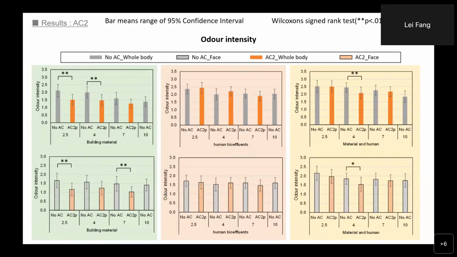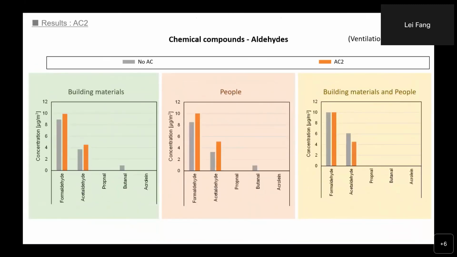This is also the odor intensity assessment, and it shows the same for the building material as a pollution source. We can find the odor intensity decreased when we operate this charcoal filter air cleaner.